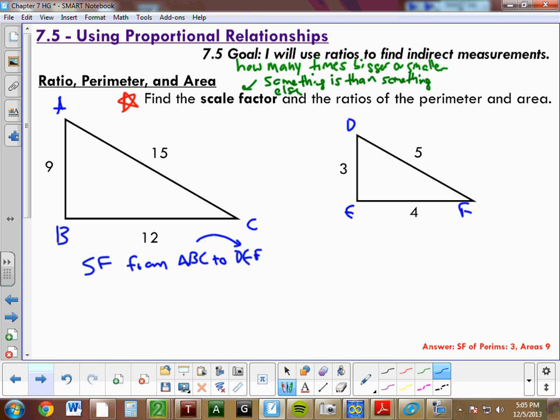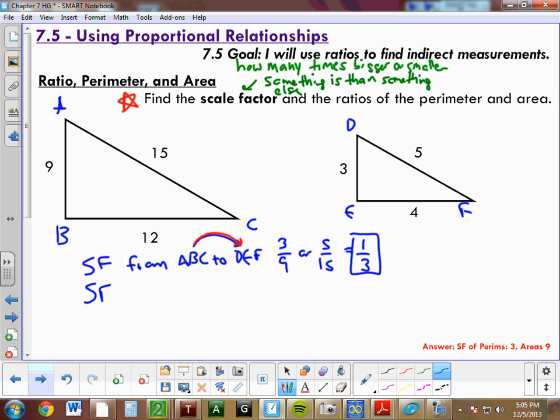So if I look at the ratio of all the sides here, so if I look at one that's like 9:3, or, oops, sorry. So if I want to go from ABC to DEF, and I want to get smaller, I have to look at the ratio the other way. So 3/9 or 5/15, those are all 1/3. So if I want to go from ABC, which is large, to DEF, which is small, I have to multiply by a fraction to make it smaller. So the scale factor from ABC to DEF is 1/3.